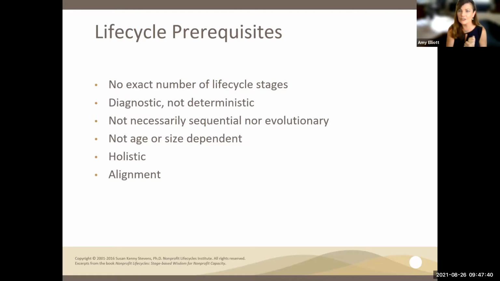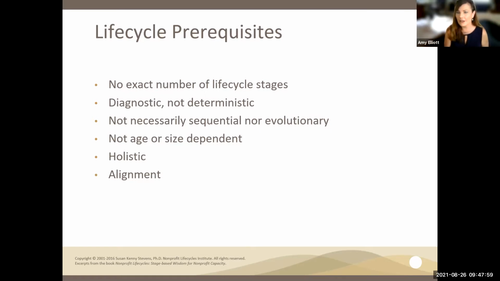Just like your teenager someday is not just the same teenager at 15 that they were at 13. And so there are shades of difference. And so there's really not an exact number. We've just got some major categories.